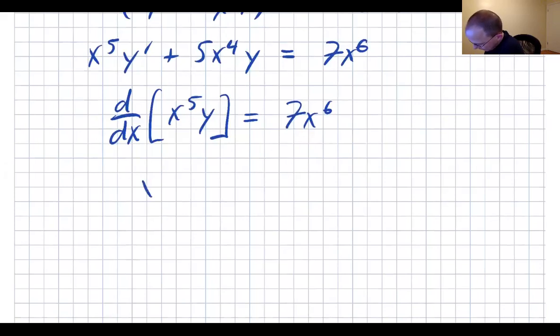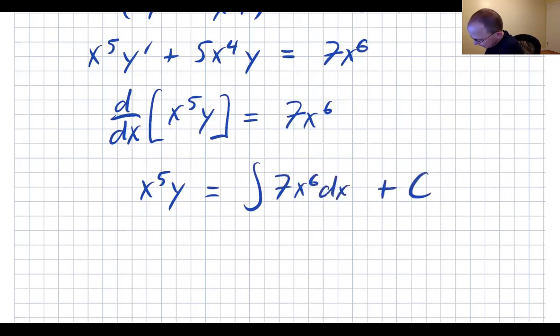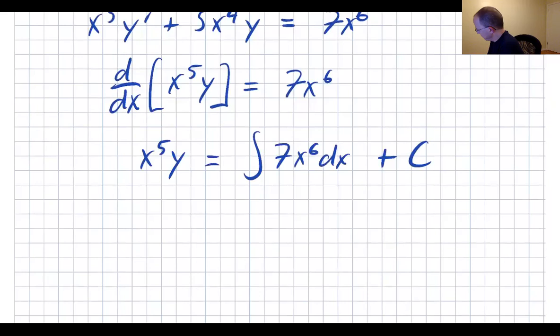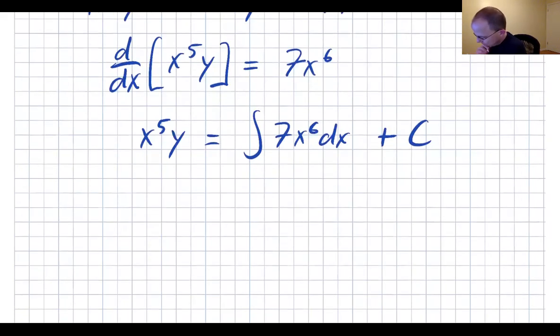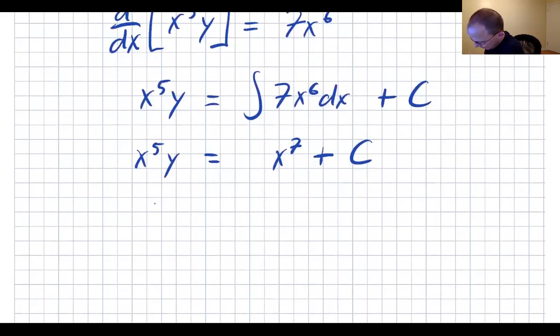So let's integrate both sides, and we get x to the 5th times y is equal to the integral of 7x to the 6th dx plus c. I guess I could call that C1, but that is the final C that I want, so I'm just going to leave it like that. Let's compute this integral first. The integral is going to be x to the 7, right? If I take the derivative of x to the 7, we get 7x to the 6th. So that's right. So plus C, and now we can divide both sides by x to the 5th.